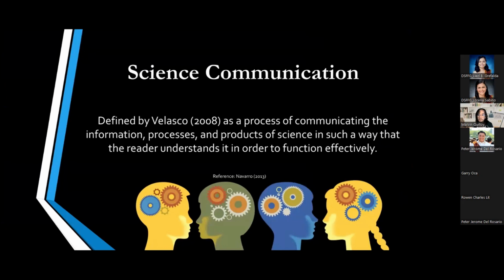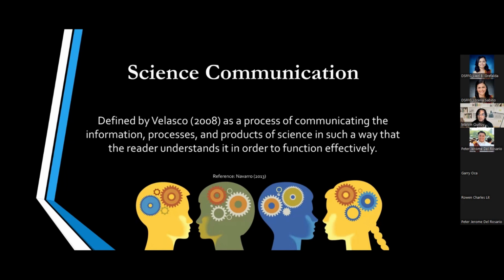So, we have what we call science communication. Okay? So, when we say science communication, ano ba siya? So, according to Dr. Velasco, dating dean ng College of DevCom and she is the wife of the former chancellor, Chancellor Velasco, she defined science communication as the process of communicating the information, processes, and products of science in such a way that the reader understands it in order to function effectively.